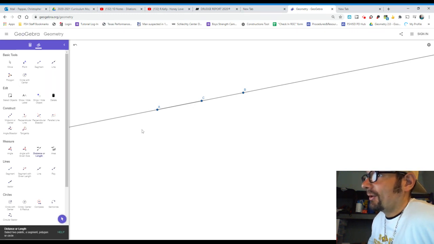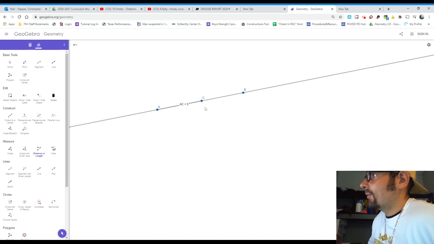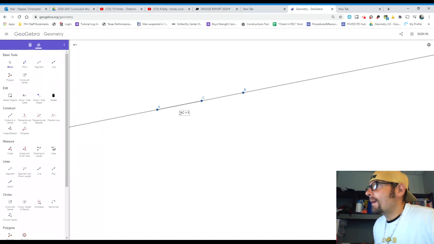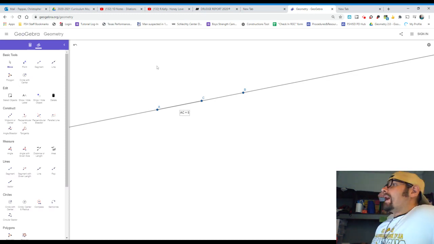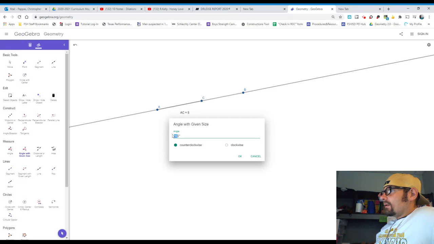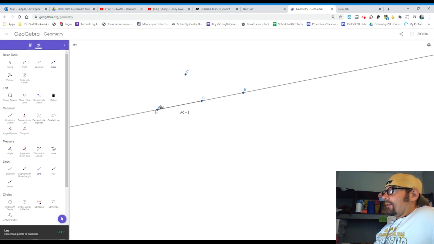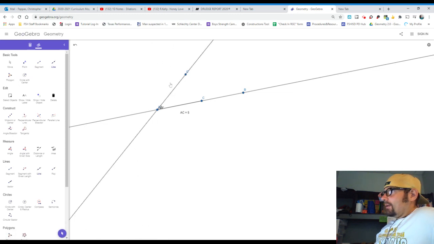And again, we can measure by hitting this distance button here. Click point A, click point C, and voila, AC equals 5 will show up. Okay. So next, we're going to make an angle at point A, and let's make a 40-degree angle. So angle with a given size, C through A. Angle's 40 degrees. Now we can do a line from A through there. Okay. So AC is 5, and here we have another line.